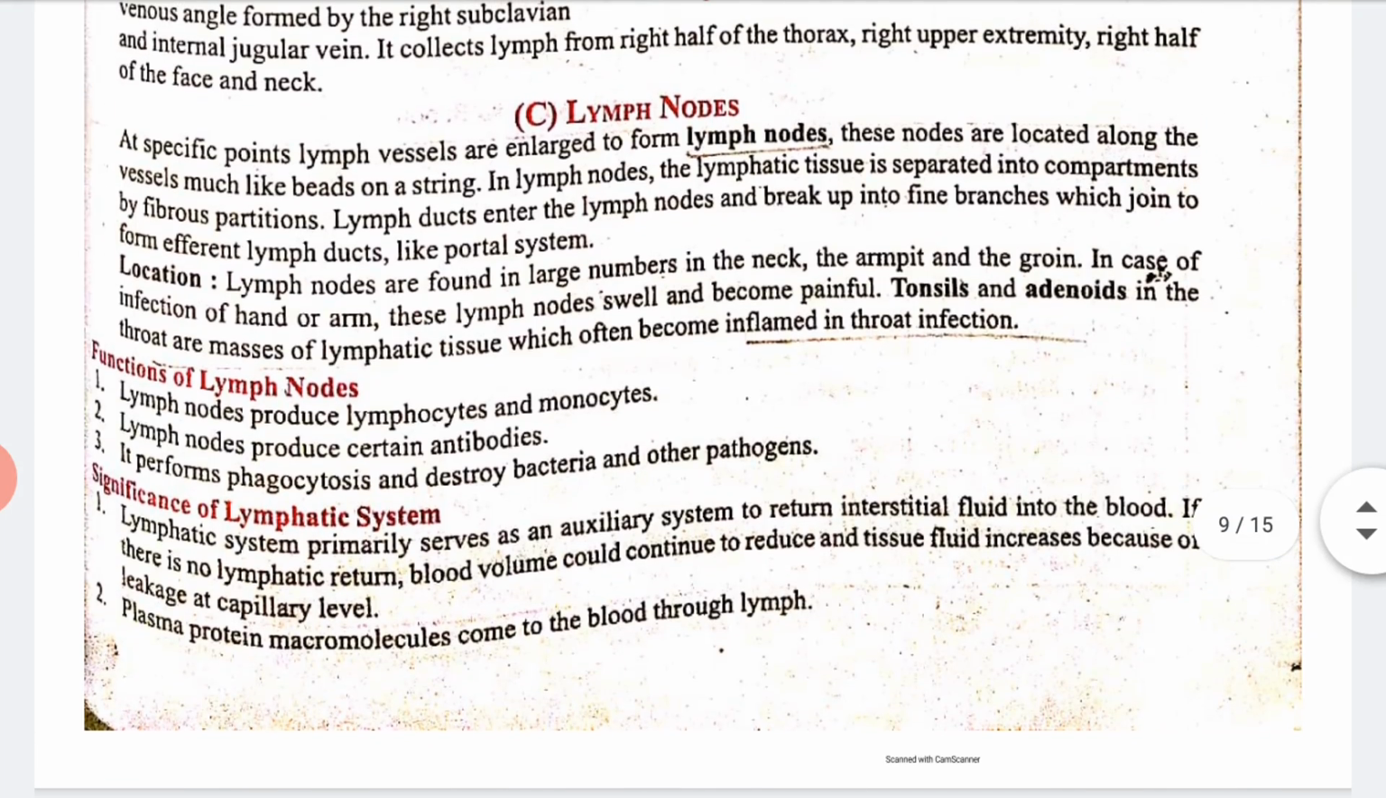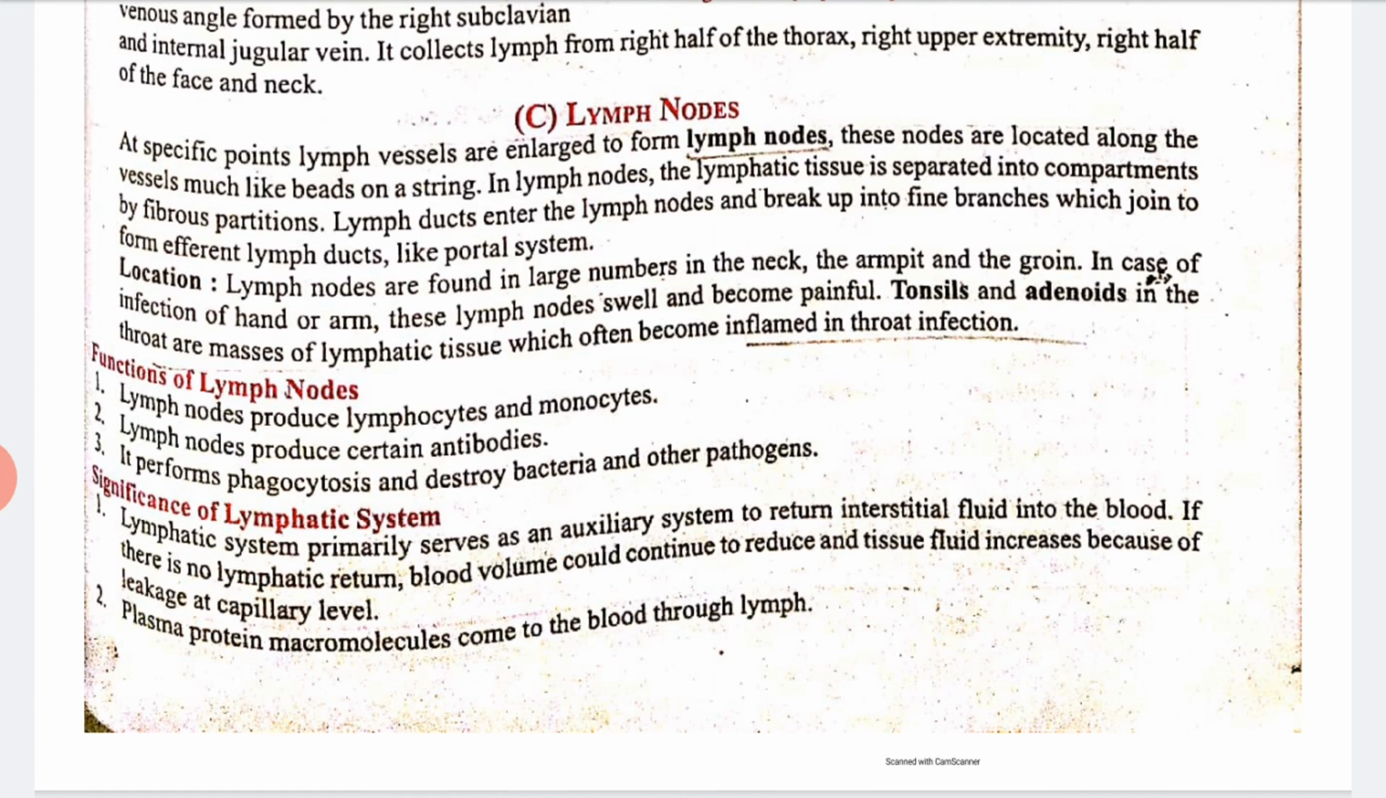Now next we have lymph nodes. What is a lymph node? At specific points lymph vessels are enlarged to form a lymph node, meaning they change their shape, enlarge and form a lymph node. These nodes are located along the vessels much like beads on a string. In a lymph node the lymphatic tissue is divided into compartments by fibrous tissue, and the lymph duct enters the lymph node and breaks up into fine branches which join to form the efferent lymph duct.